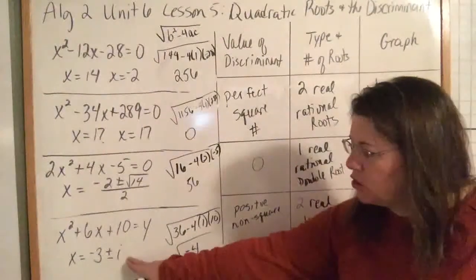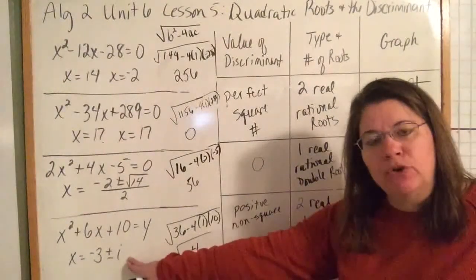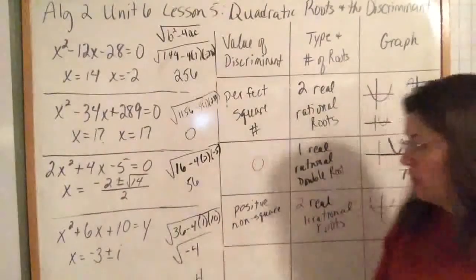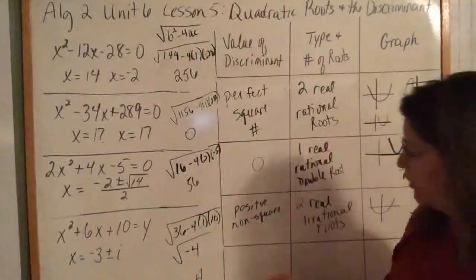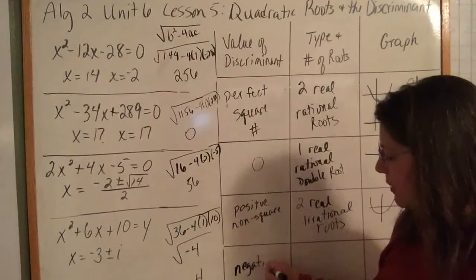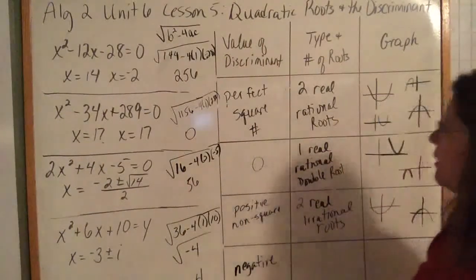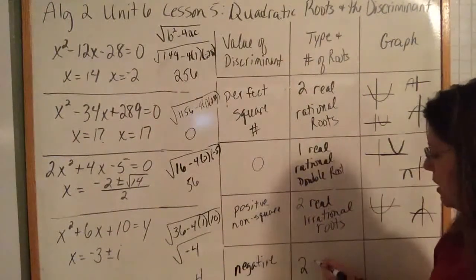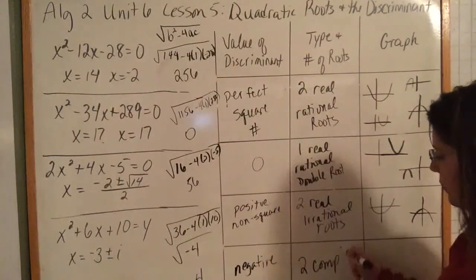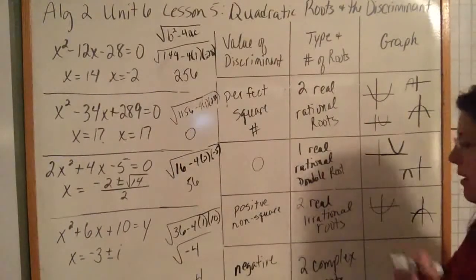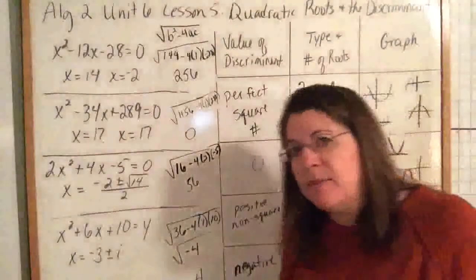We have to take the i out. So if you look at the 2 roots there, we had 2 complex roots, or 2 imaginary roots. So when the value of the discriminant is a negative number, then the type and number of roots is 2 complex roots. Now, this graph is important.